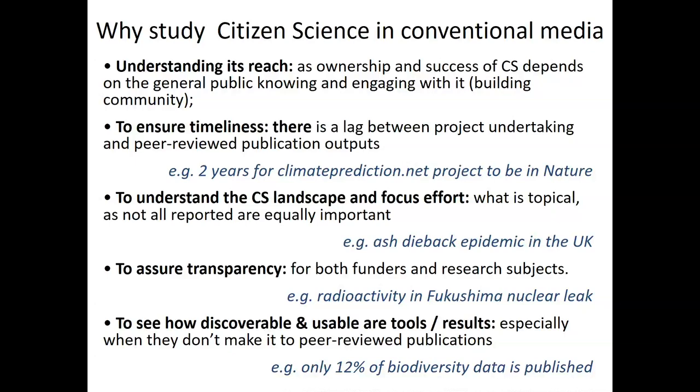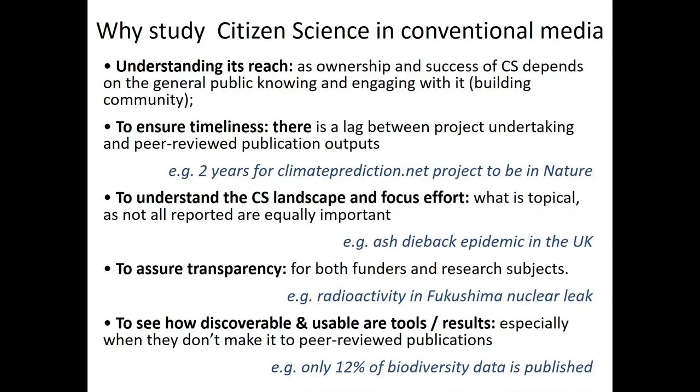What should we be looking at? And also the last one is about transparency. I mean, the Fukushima disaster was a very classic case. The citizens were able to put the government on the spot for not giving the right data because they could go out and measure it themselves. So there are a lot of interesting reasons for that.